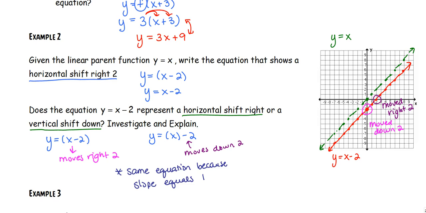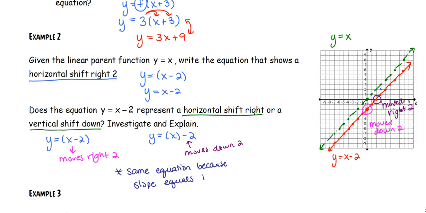All right, let's see if you found the same thing I found. When I moved that line to the right 2, I saw the slope of 1 going up and over. If I moved it down 2 with the slope of 1 up and over, I found that it was the same line. I have a slope of 1, a y-intercept of -2. So that equation actually represents a horizontal shift right, and it represents a vertical shift down.